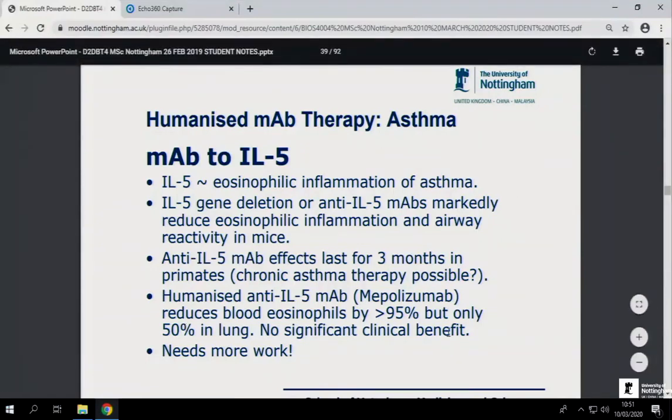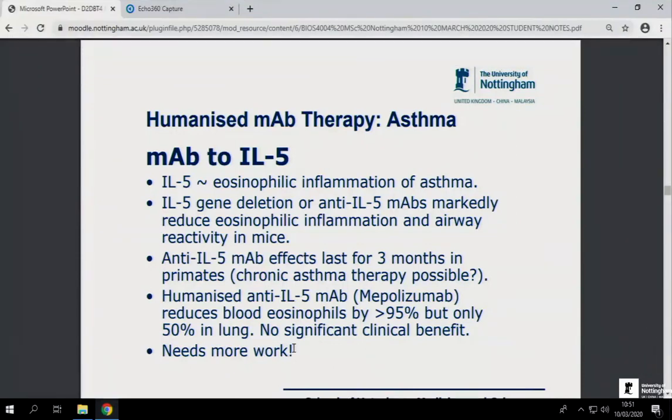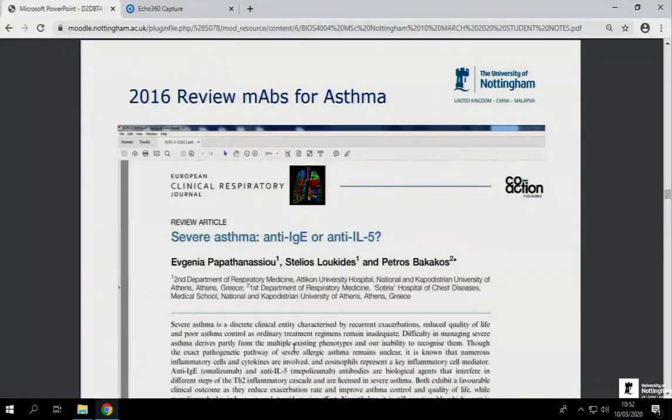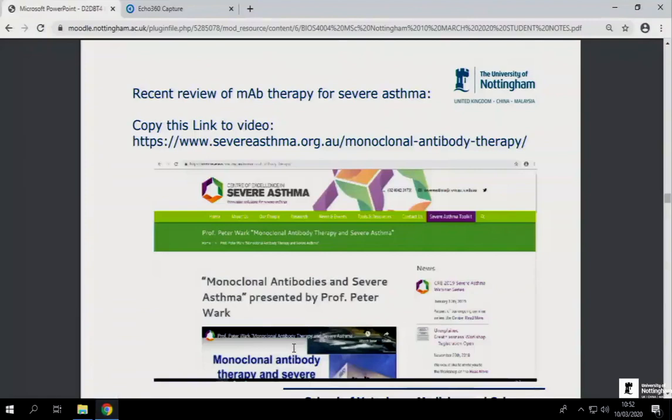So when you get your MSc and go off to work for a big company, you can work on IL-5 monoclonals to see if we can improve it, because there's a big need for that. There's a review on IL-5 and anti-IgE from 2016, from a good group. There's also a link here, which should be live. If you copy that link, there's a video about monoclonal antibodies in severe asthma by Peter Wark. It's more or less everything you'd need to know about monoclonal antibodies currently in asthma therapy. And this guy's in Australia.